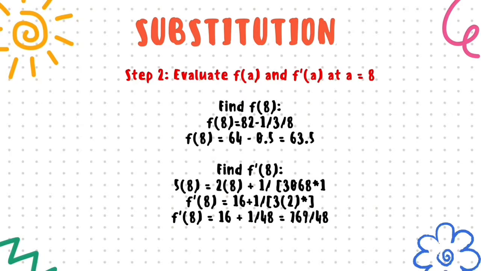In step 2, I will substitute our chosen value, a equals 8, into both the original function and the derivative equation. For f(8), we get 8 squared minus 1 over the cube root of 8, which simplifies to 64 minus 0.5, giving us 63.5. For f prime of 8, we substitute a into the derivative formula. This gives us 16 plus 1 over 48, which equals the fraction 769 over 48.